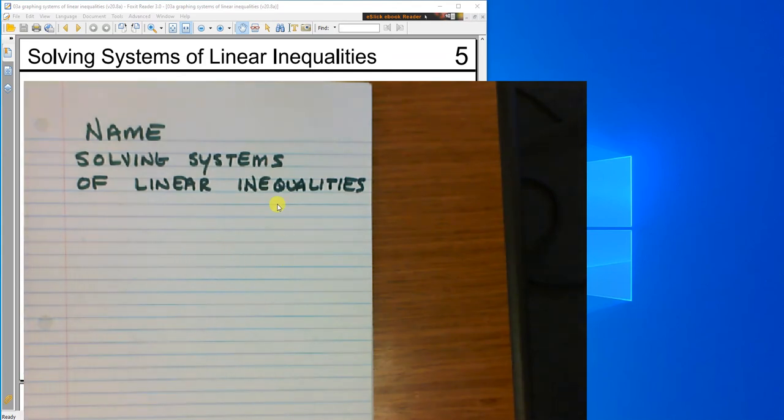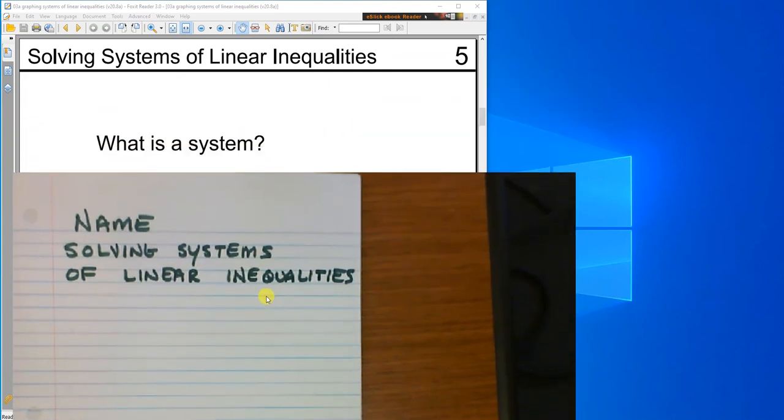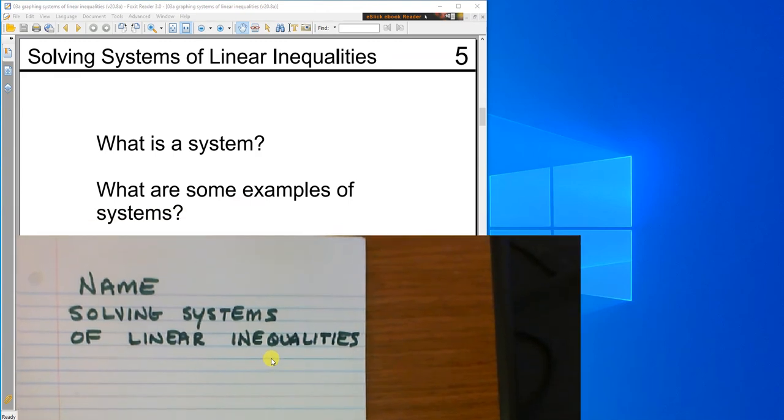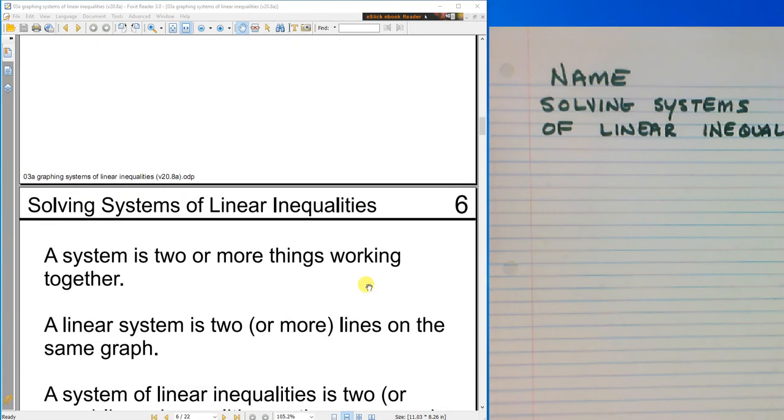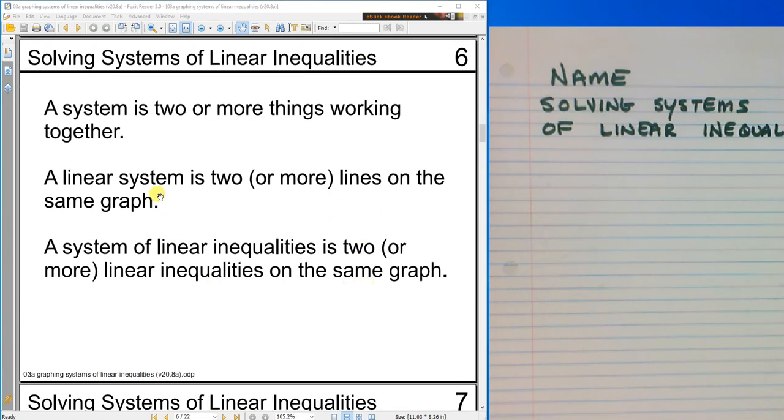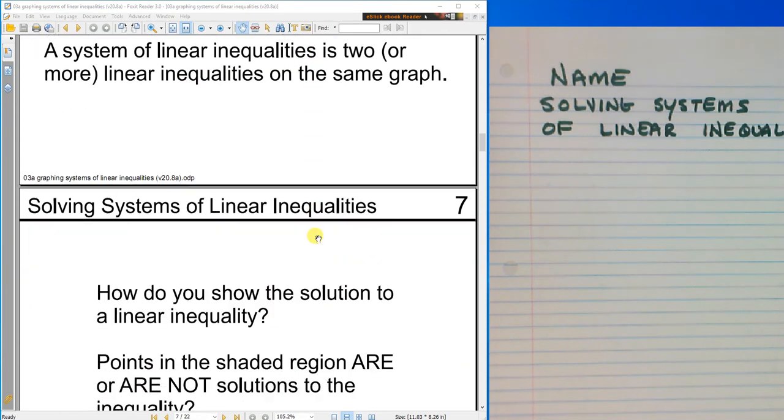And the question is, what is a system? And the answer is, a system is 2 or more things working together. A linear system is 2 or more lines on the same graph, and we've already covered linear systems at this point, I think, have we? Actually, we haven't yet. So a linear system is 2 or more lines on the same graph, and a system of linear inequalities is 2 or more linear inequalities on the same graph. So let's get that into our notes.